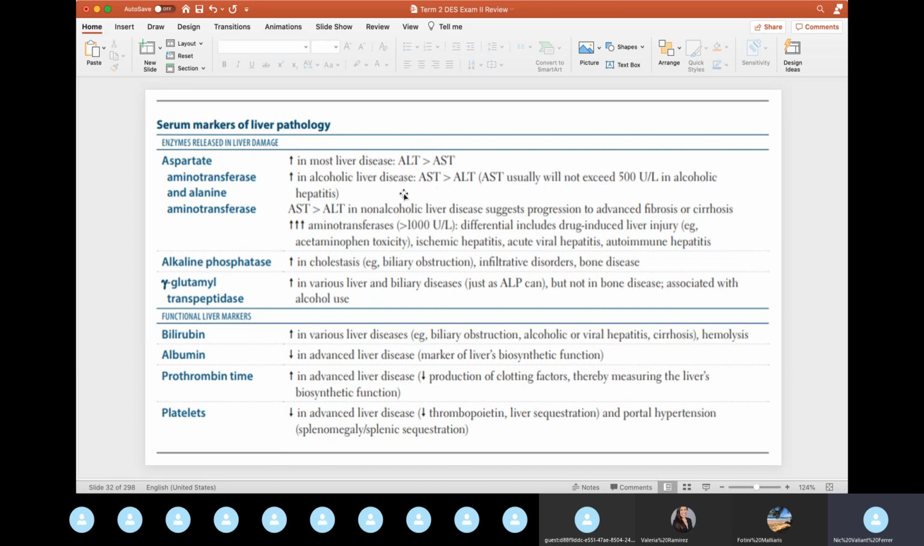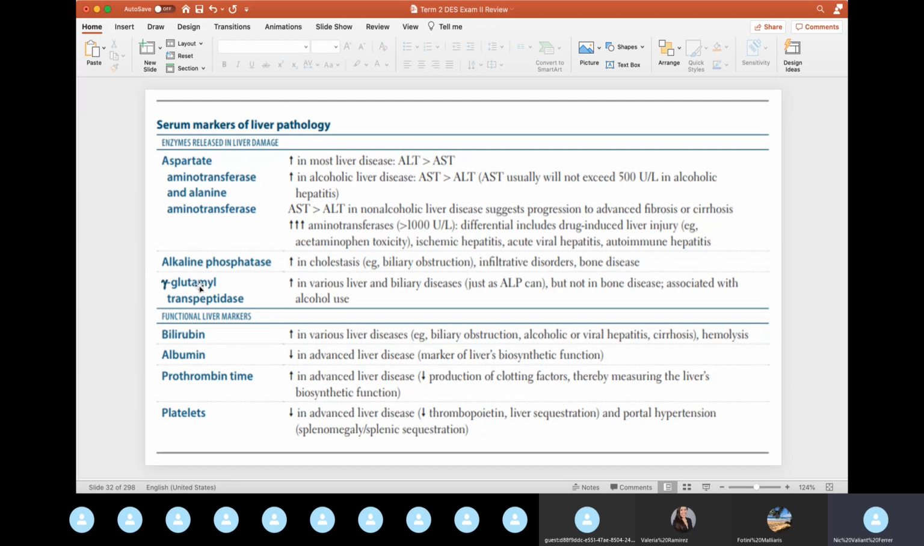Okay, if in the vignette they say chronic alcoholic, look at the ALT, AST. The AST should be increased, right? Another one is alkaline phosphatase. Alkaline phosphatase is increased in cholestasis. There's an obstruction in your bile duct or any kind of bone disease. So this is not specific, okay? Any increase in alkaline phosphatase can mean there's an obstruction in your biliary duct or any kind of bone disease, right? Paget's disease, for example, more in term 4.